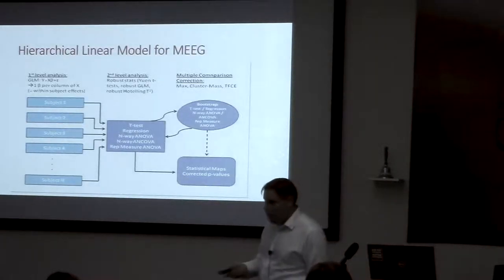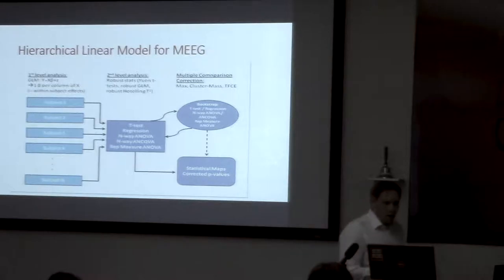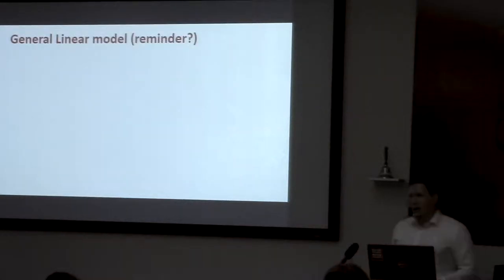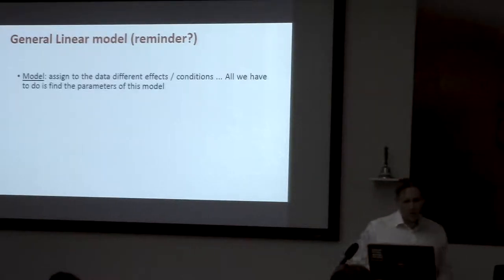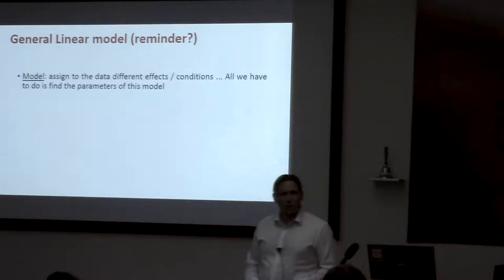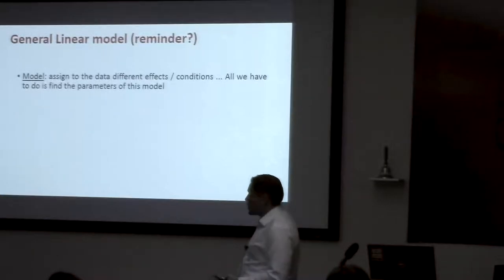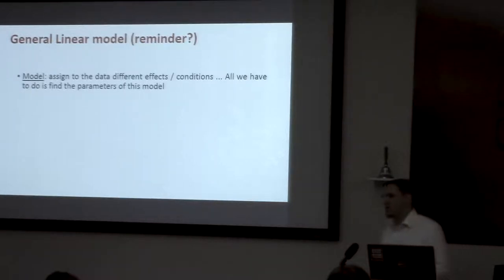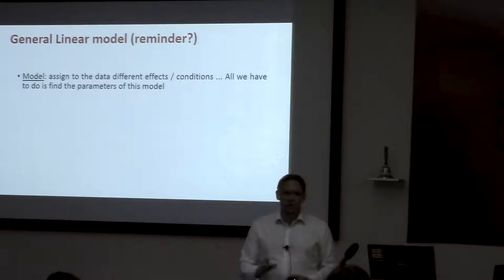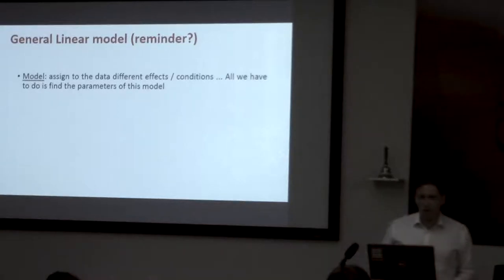now, to answer your question further, what are the columns of X? Well, let's get into the GLM a little bit further. So I put a reminder because some of you might know about general linear models, some might not. The best way I always find to describe what the general linear model is, is to start by what it means, but in reverse, right? So we start with model. It's a model because you assign to the data different effects of conditions, right? You're saying which trials are condition A, which trials are condition B, which trials are condition C. Well, you can say that's a model. It's a model of your observations.